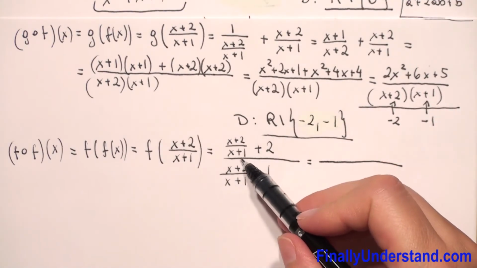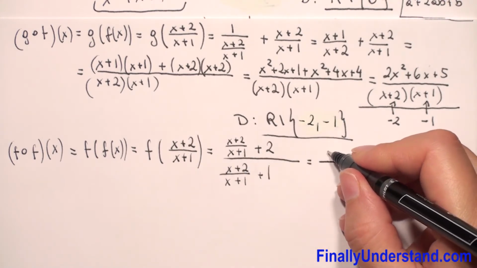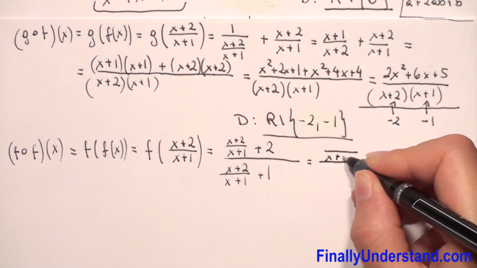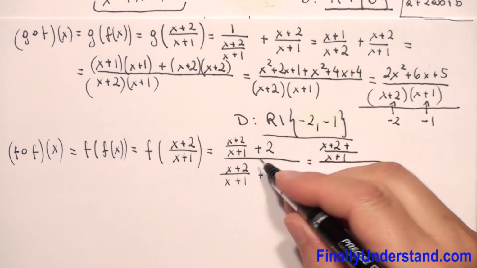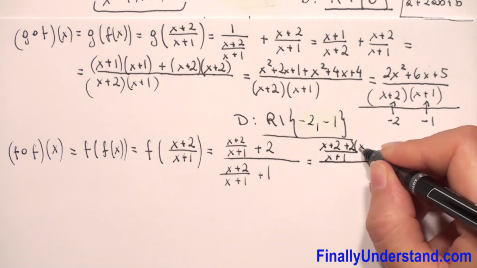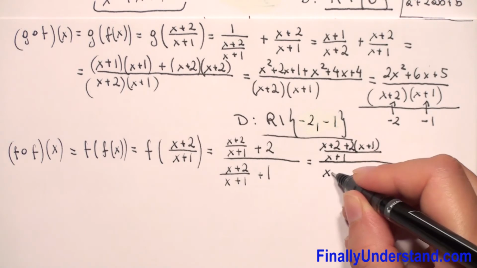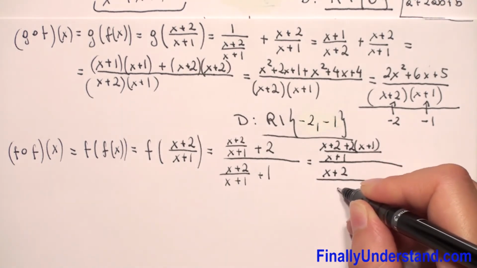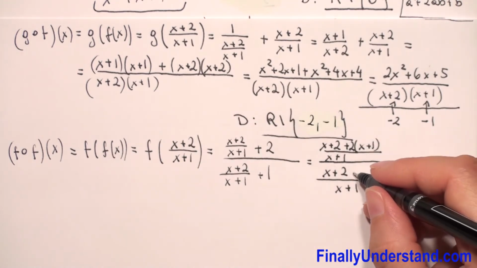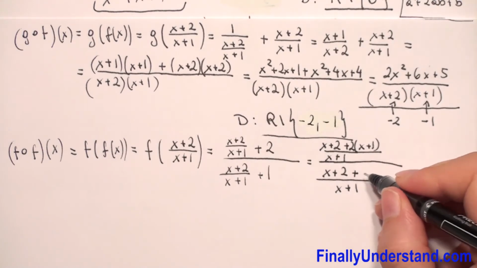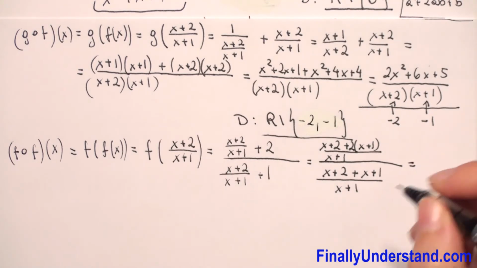In the numerator we have to add this expression and 2, so the common denominator will be x plus 1. We copy the numerator x plus 2 plus, and 2 we have to multiply by x plus 1. The same will be in the denominator. We have x plus 2 over x plus 1, and to add this 1, we have to have the same denominator, so we have to multiply by x plus 1. 1 times x plus 1 is x plus 1. So this is equal.